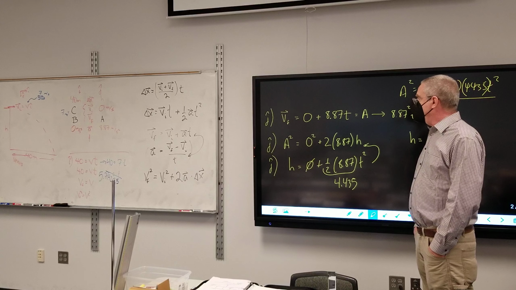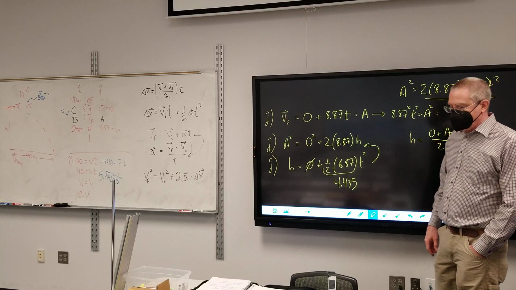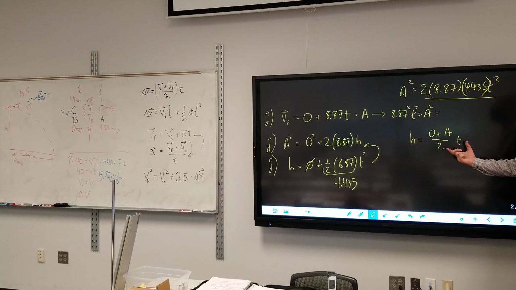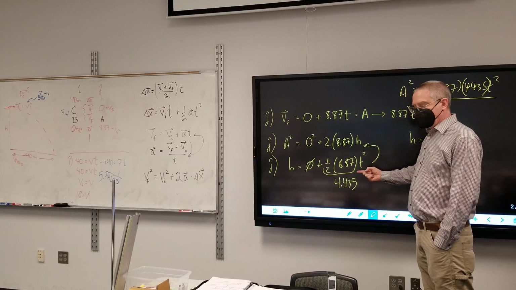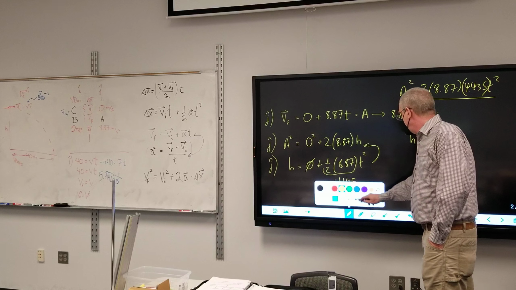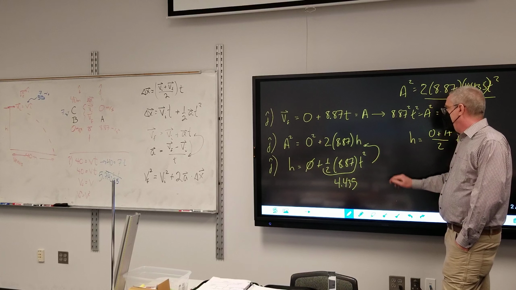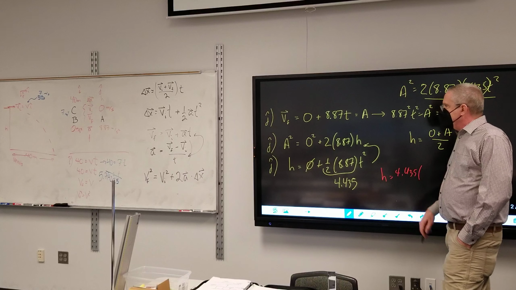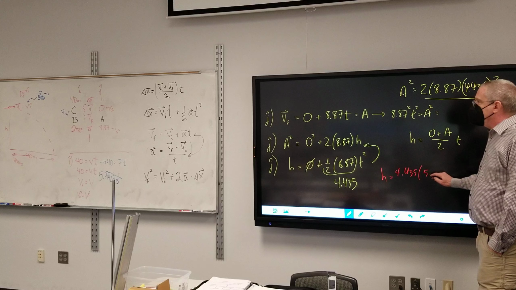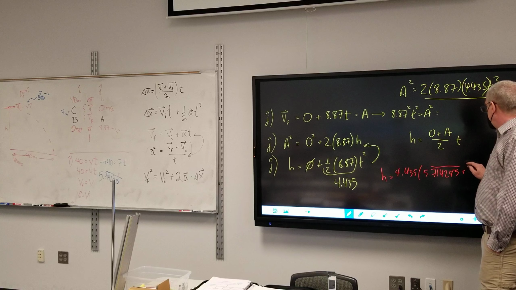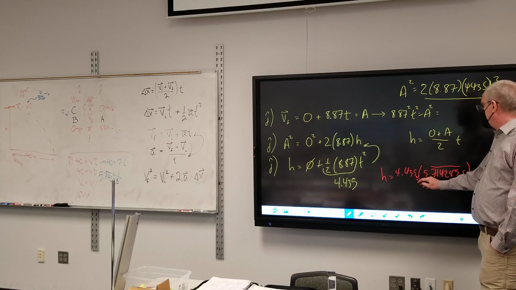All right, so we now know how much time it's in the air. These become much more solvable. Ultimately, we're trying to find the height. Well, we have an equation right here. We don't know A. Oh, we can find the height straight from this equation right here. We've already done the hard work. And so H is equal to 4.435 times 5.714285 repeating seconds. And that is meters per second.